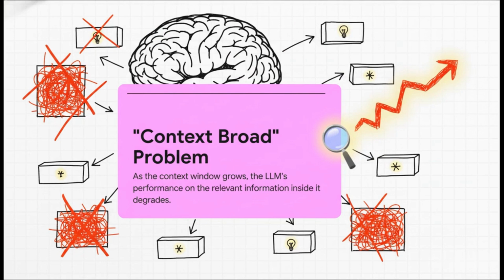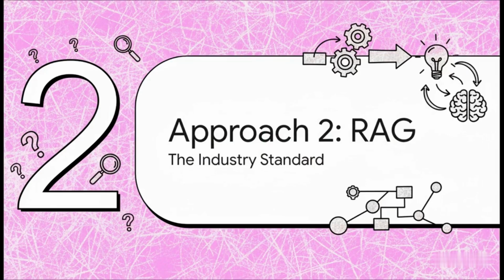But here's the craziest part. It actually gets even worse. Just adding more information can literally make the model dumber. Yeah, you heard that right. It's a known issue called the context rot problem. As you keep stuffing more and more information in, the model's ability to focus on the important bits just degrades. It gets lost in the noise. So if stuffing the context window is a bust, what's next?